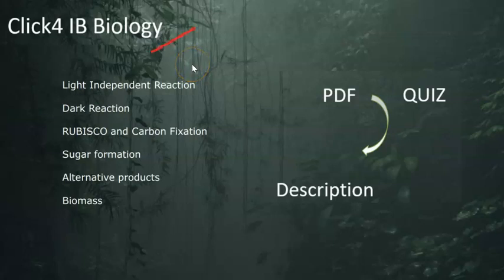Click for IB Biology, Photosynthesis. In this video we will be looking at what is known as the light-independent reaction, otherwise known as the dark reaction, in which we will see the cyclic metabolic pathway of the Calvin cycle. We will see carbon fixation under the action of the enzyme Rubisco, sugar formation, a brief consideration of alternative products to be made from the cycle, and the link to biomass and ecological issues.